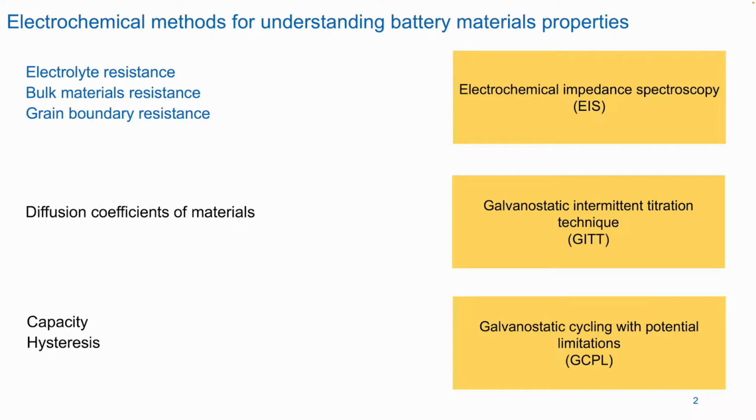Coupled with galvanostatic cycling with potential limitations, or GCPL, we can understand a battery's capacity and hysteresis. Coupled with galvanostatic intermittent titration technique, or GITT, we can understand the diffusion coefficients of ions within the material.